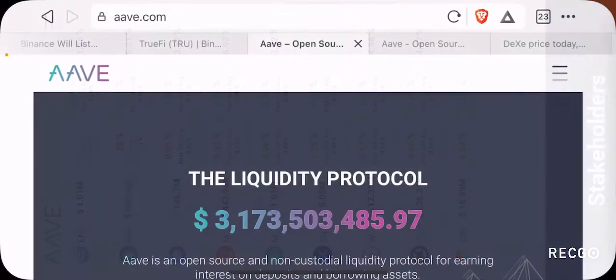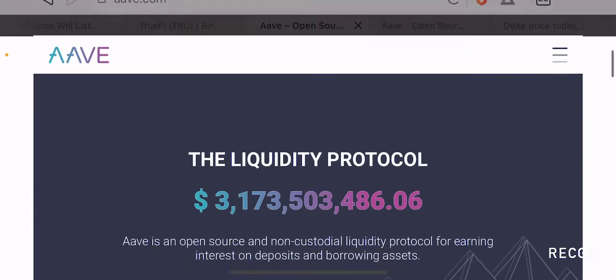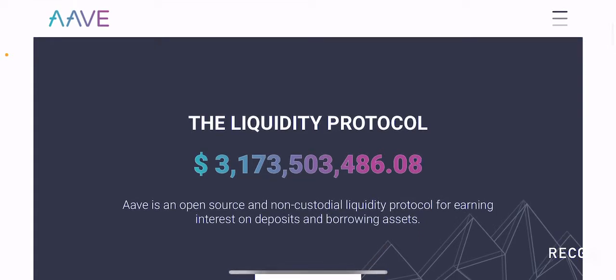So in this video, we're going to cover a pretty well-known DeFi blue chip coin called AAVE. If you guys are new to crypto and don't know what AAVE is, AAVE is an open source and non-custodial liquidity protocol for earning interest on deposits and borrowing assets.